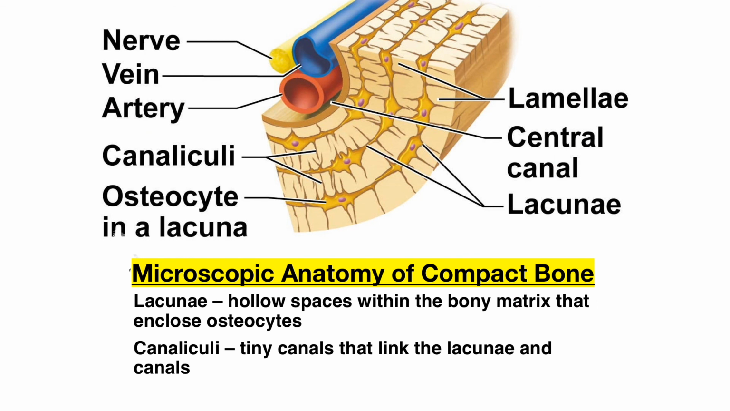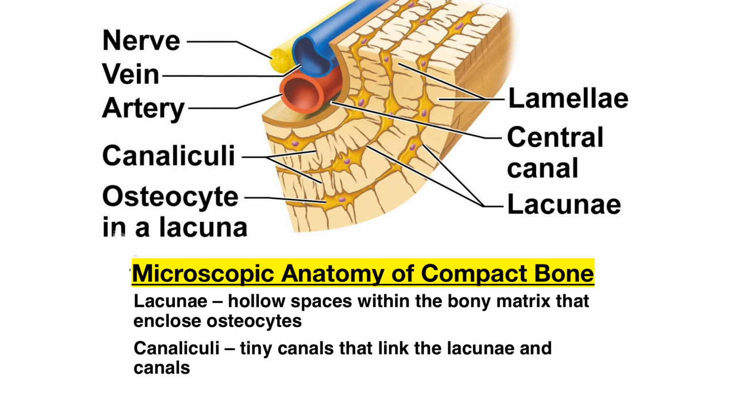Lacunae were recently discussed when we were looking over cartilage, all right? So lacunae we find in cartilage and in bone matrix. Now, within the cartilage, there were chondrocytes that sit in the lacunae. Here in bone, we're going to find osteocytes, all right? So the prefix just changed to tell you what kind of cells are in there. Is it cartilage or is it bone?